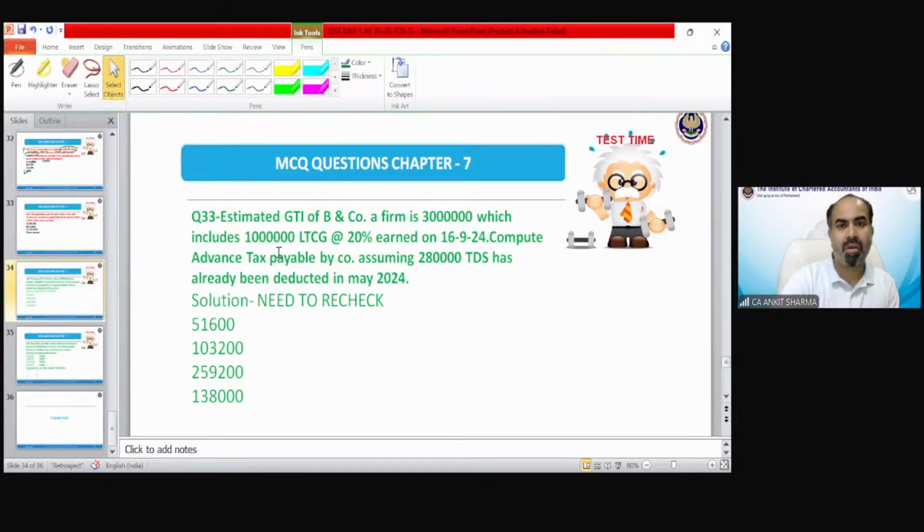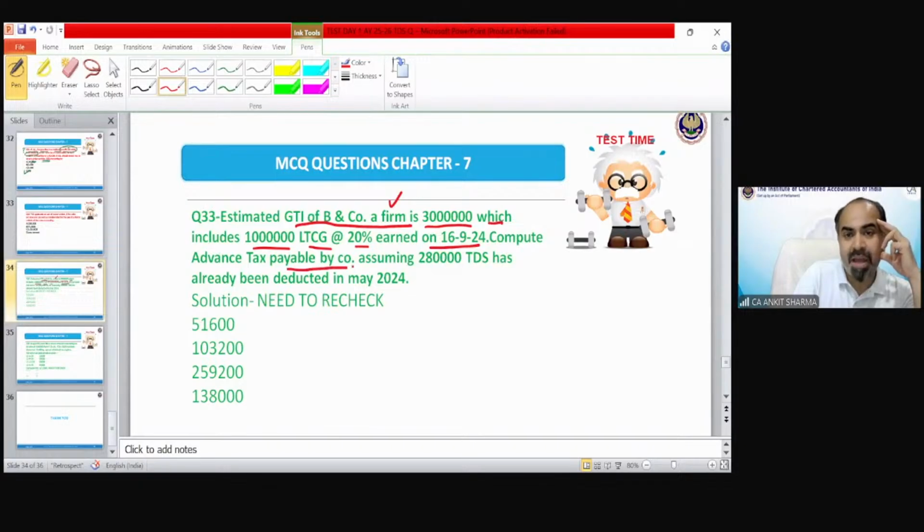In question number 33, you will see the estimated GTI of B and Company, a firm. Remember, it's a partnership firm, so the tax needs to be calculated for the purpose of advance tax as per the partnership firm rate, that is 30%. So income is 30 lakh, which includes 10 lakh long-term capital gain at the rate of 20% earned on 16 September 24. Compute the advance tax payable by the company, assuming 2,80,000 TDS has already been deducted in May 2024.